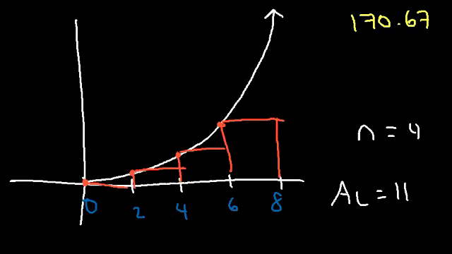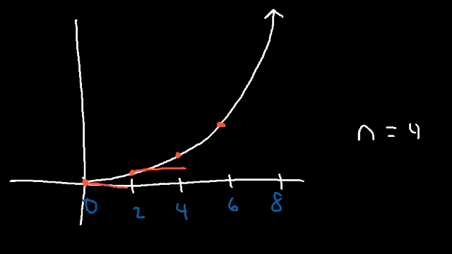Now how can we draw the rectangles for the right Riemann sum? What you want to do is plug in the points on the curve. So the points we're going to use are 2, 4, 6, and 8. Now this time, draw a line to the left of the point. And then form the rectangles.